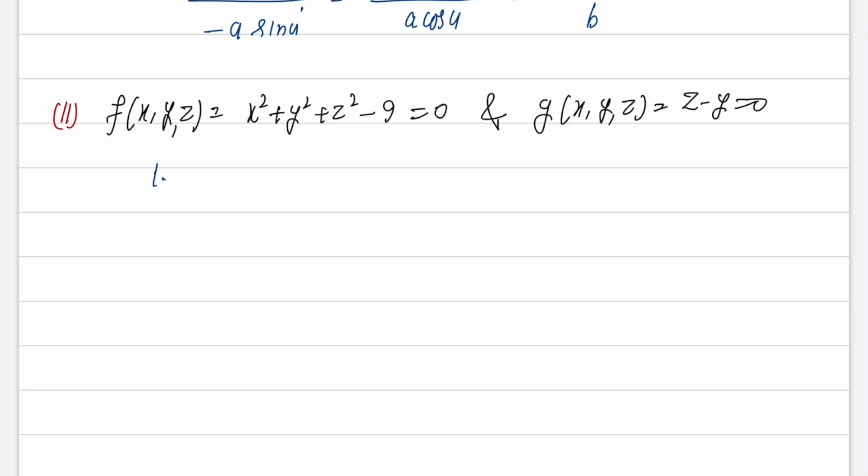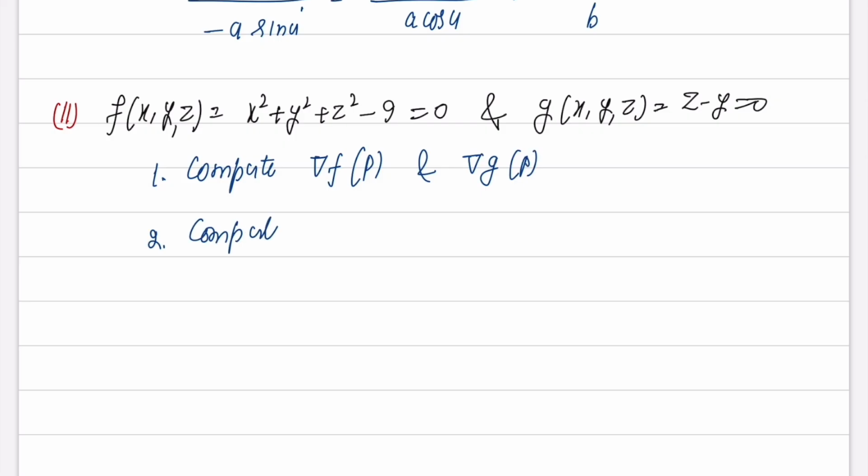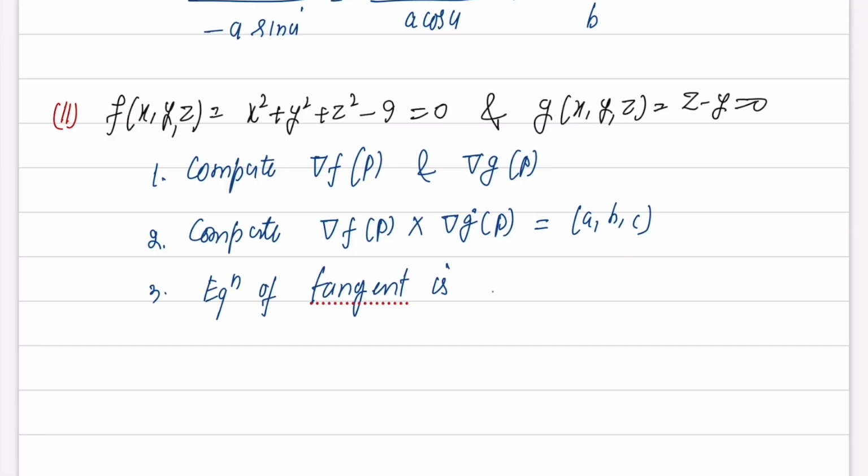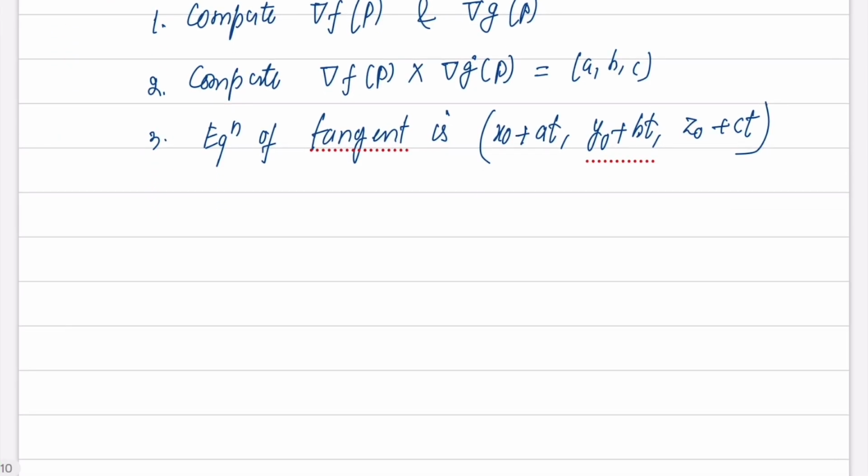In order to write down the equation of tangent, we have certain steps to follow. The first step is to compute del f at p and del g at p. Second, we compute their cross product, del f at p cross del g at p, and we will get a vector in R3. We will denote that vector by a, b, c. Third is the equation of tangent: x naught plus at, y naught plus bt, z naught plus ct.